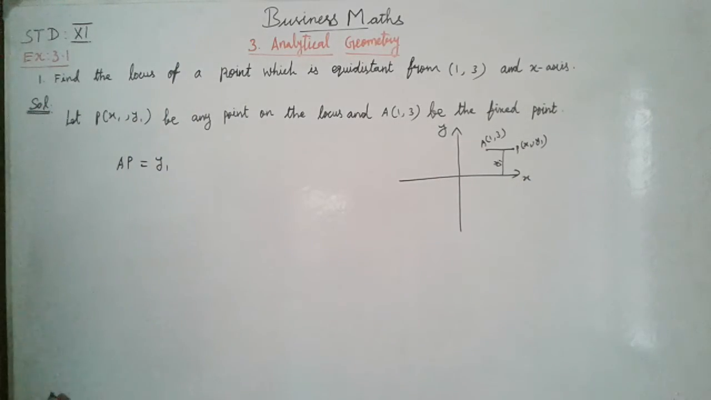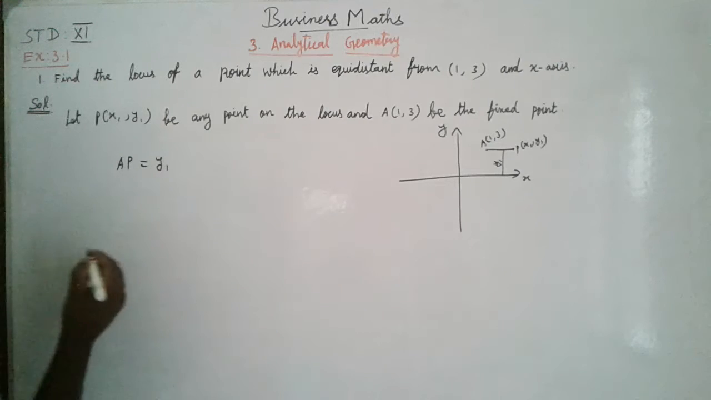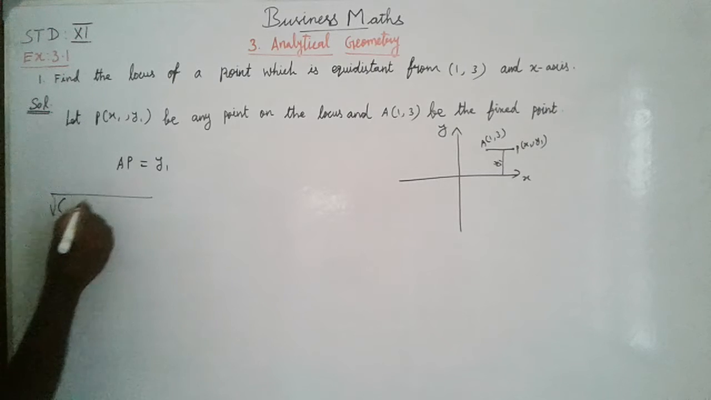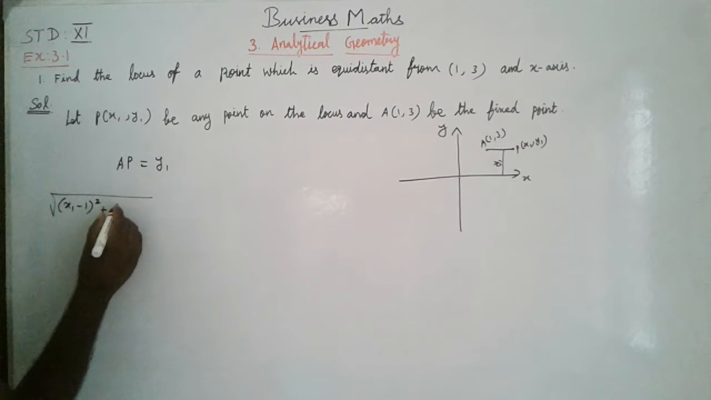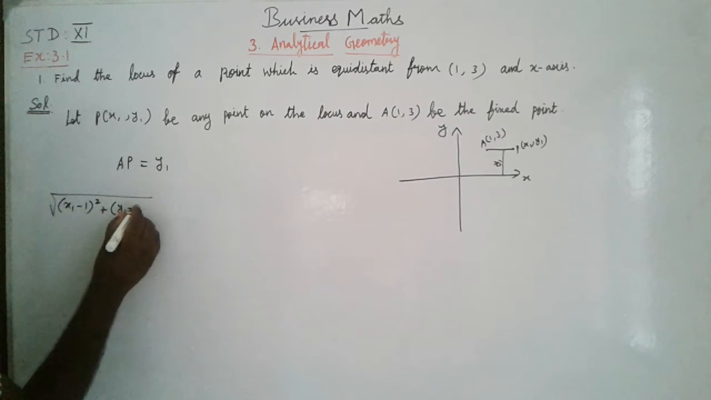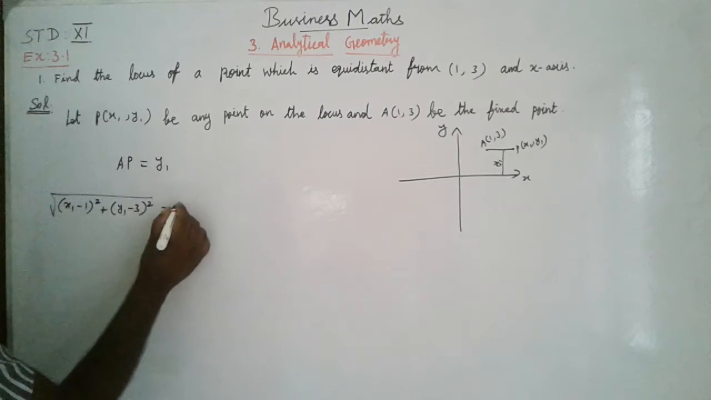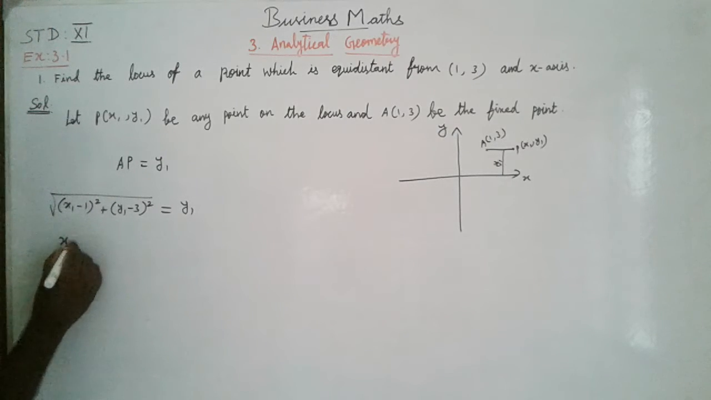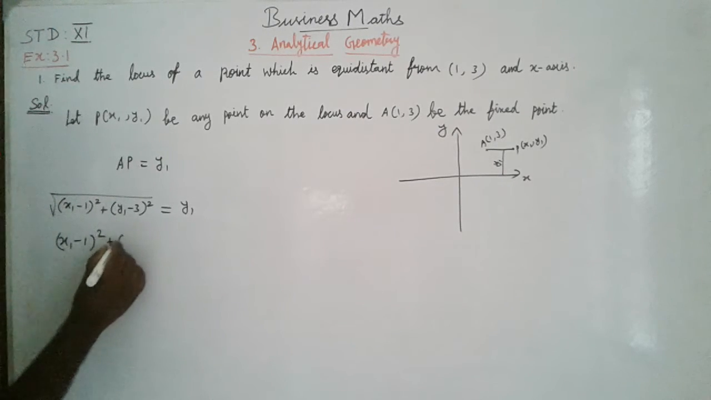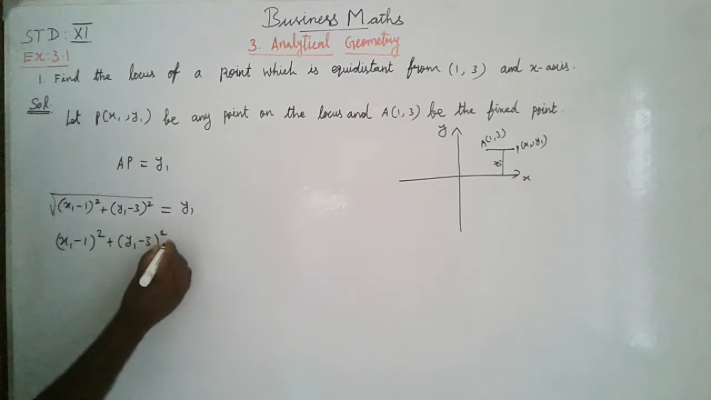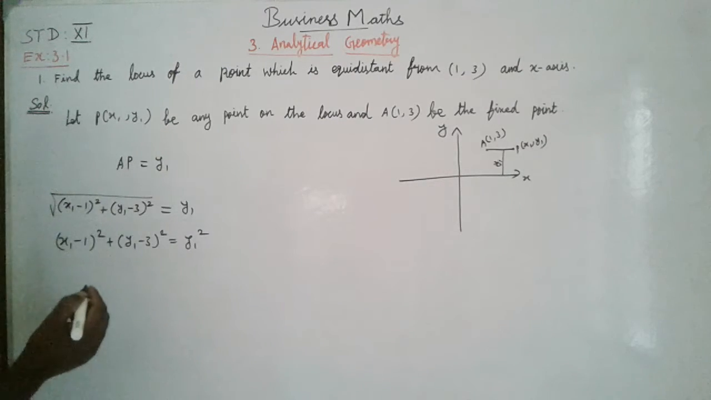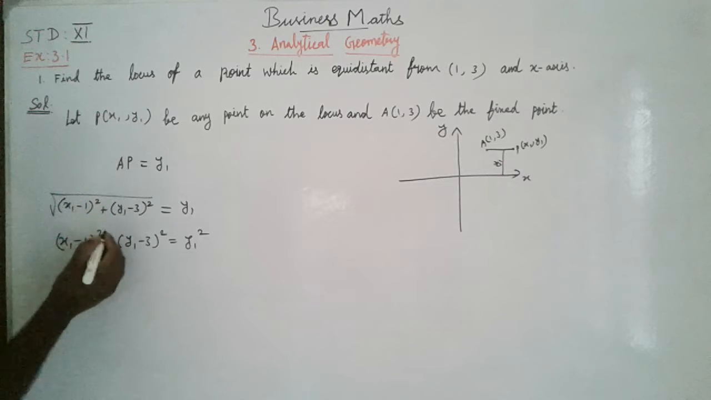AP equals y1. For AP, we know the distance formula for two points: x1 minus 1 whole square plus y1 minus 3 whole square, all under root, equal to y1. Squaring on both sides, the square root is cancelled. x1 minus 1 whole square plus y1 minus 3 whole square equal to y1 square. Then we expand these values using the a minus b whole square formula.